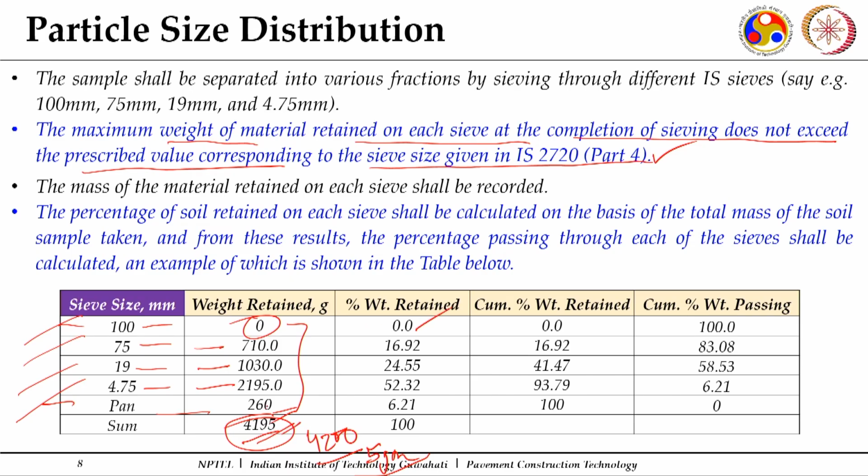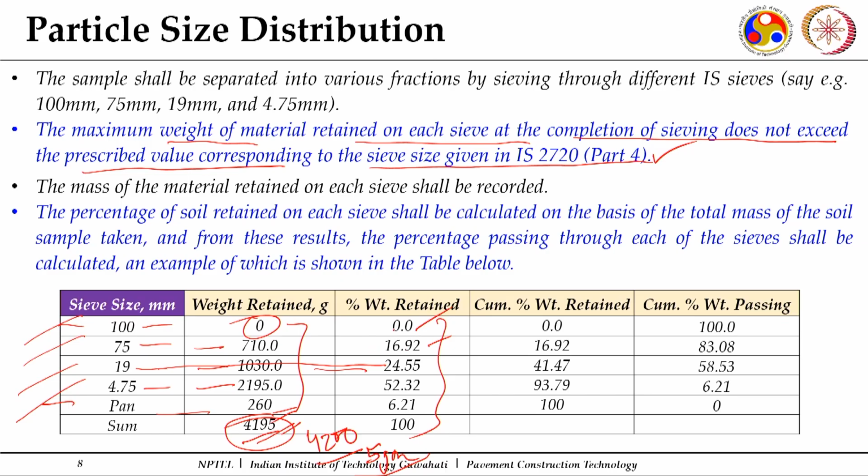So, 0% is 0 divided by total material, will be 0%. 7110 divided by 4195 gives me 16.92 percentage. So, this gives me percentage retained on these individual sieves. Now, I want to know how much material will get retained over this 19 mm sieve. So, I need to work out the cumulative percentage retained.